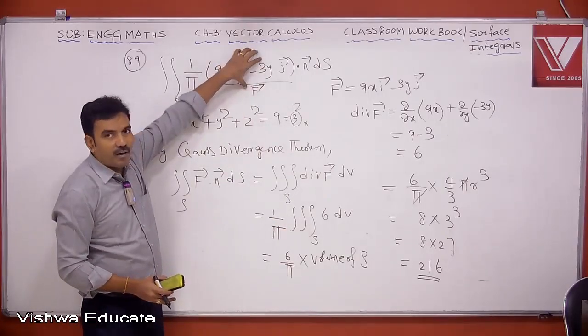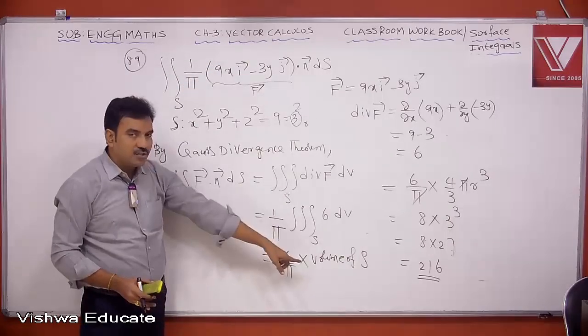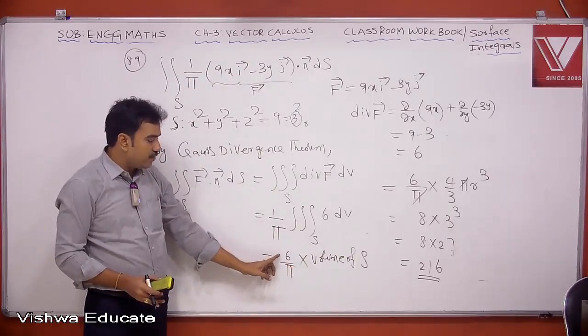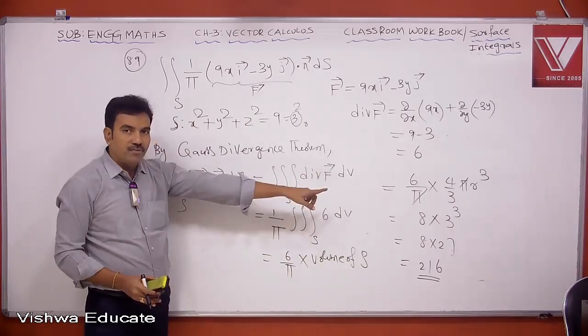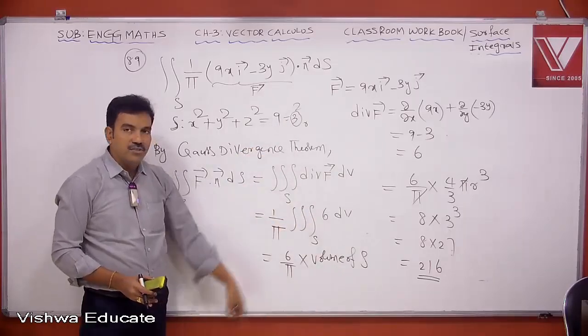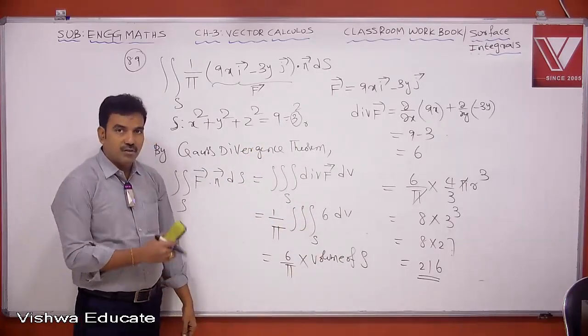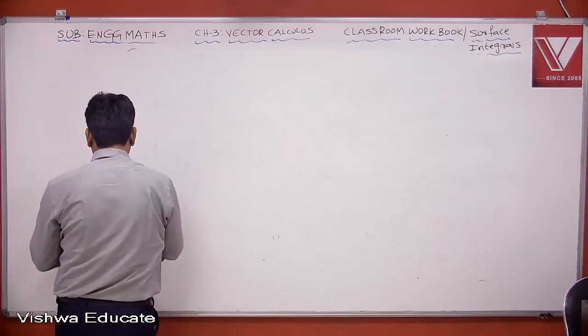Here this is my f bar. Of course 1 by pi is there extra, so the divergence of this vector is 6. This is 1 by pi into 6 into volume of S. Volume of a sphere is 4 by 3 into pi r cube. In this case radius is 3. So when you simplify this, we are getting 216. Note this. Next we move to question number 90.